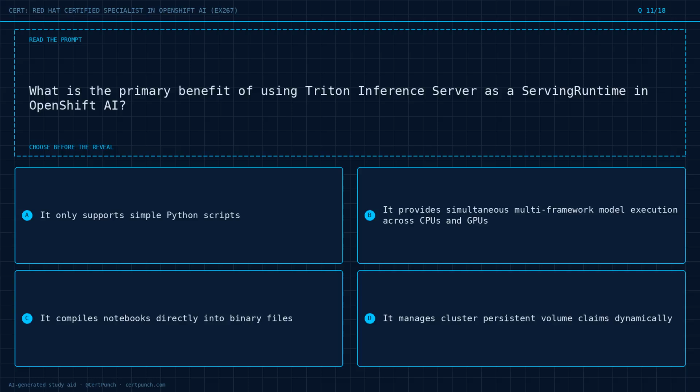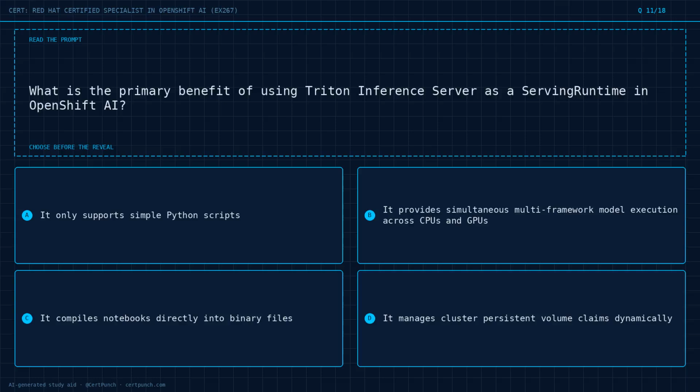Question 11 of 18. What is the primary benefit of using Triton Inference Server as a serving runtime in OpenShift AI? Option A. It only supports simple Python scripts. Option B. It provides simultaneous multi-framework model execution across CPUs and GPUs. Option C. It compiles notebooks directly into binary files. Option D. It manages cluster persistent volume claims dynamically.